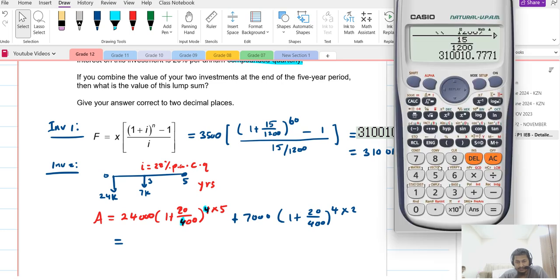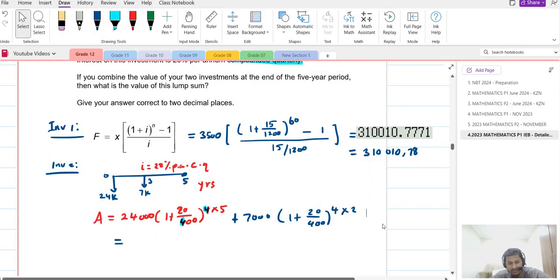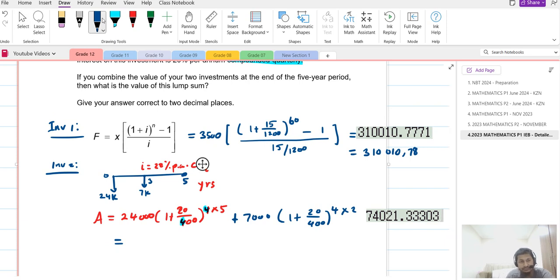So we have 24,000 into 1 plus 20 over 400, to the power 4 times 5 is 20, plus 7,000 into 1 plus 20 over 400 to the power 4 times 2 is 8 quarters, to the power 8. And we get an answer of 74,021.33.